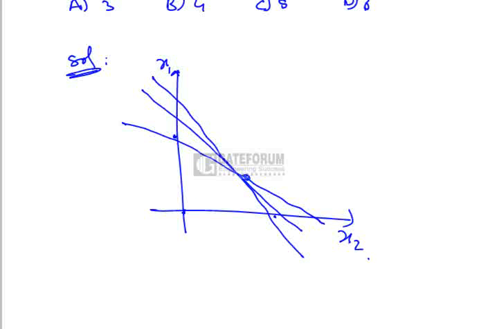Therefore the number of corner points for the feasible solution is 4. These are the 4 corner points for the feasible solution. That is, in the options the correct answer is B. B is the right answer.